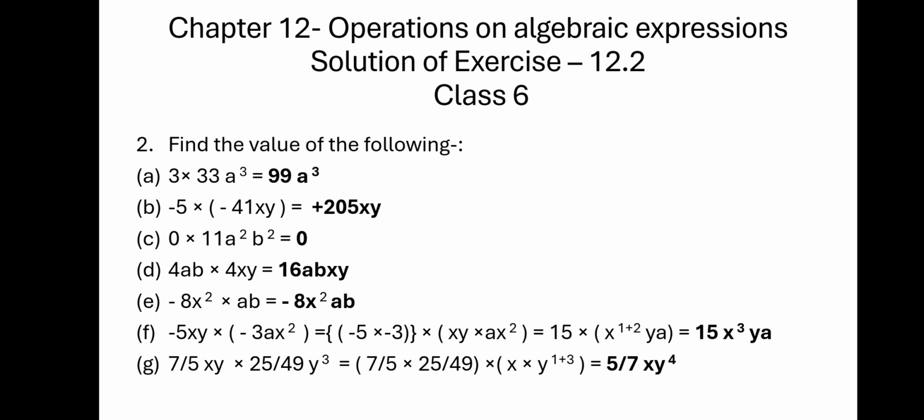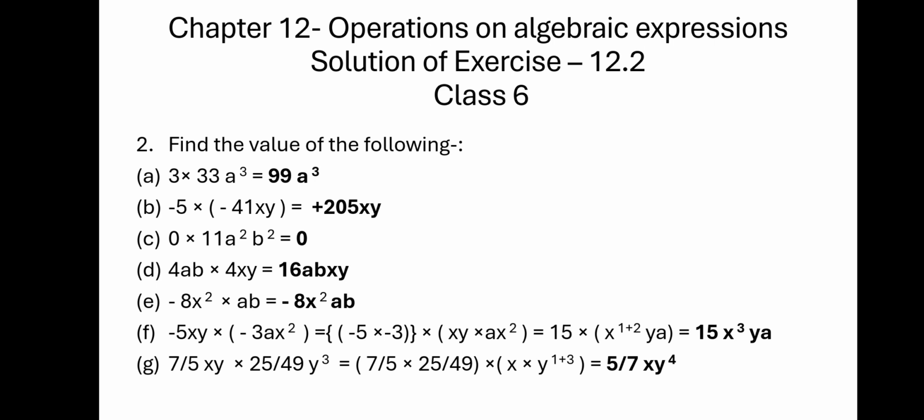Negative 5xy into negative 3x square. Now here negative into negative is positive, so 15 will be positive, and x has power 1 in the first term and power 2 in the second x. So it will give you x raised to 3, and y is the same. So the answer is 15x cube y.